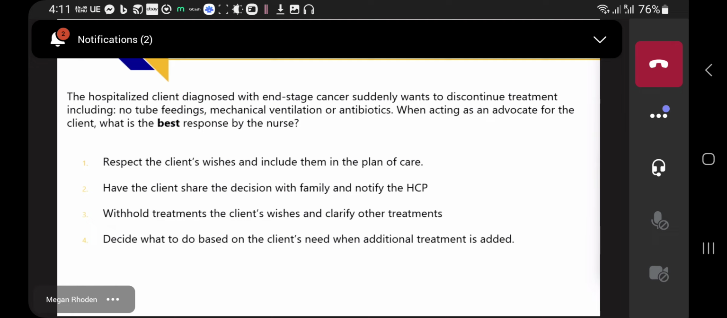Number 3, withhold treatments the client wishes and clarify other treatments. Or number 4, decide what to do based on the client's needs when additional treatment is added. What is the best response by the nurse when acting as an advocate for your client?